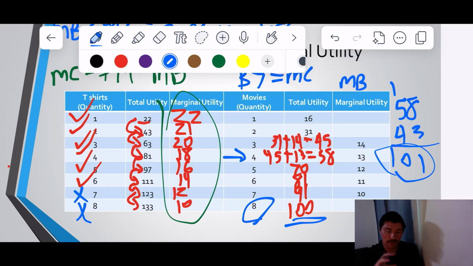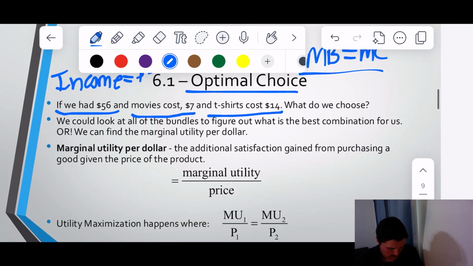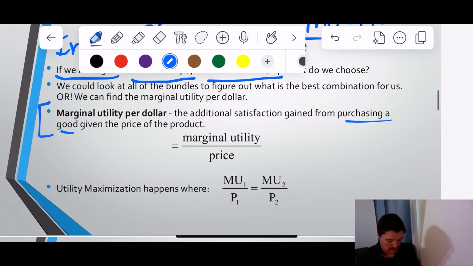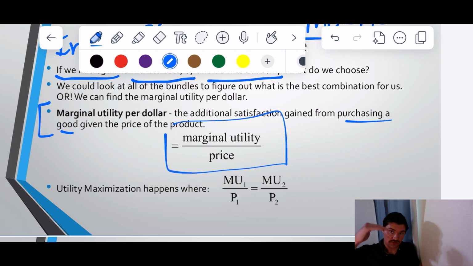Now, if we were to look at both t-shirts and movies at the same time, we can do the same thing. But the only thing different now is we need to find the marginal utility per dollar, the additional satisfaction gained from purchasing a good given the price of the product. So all we're going to do here is get the marginal utility from all those different goods, and then divide them by the price.